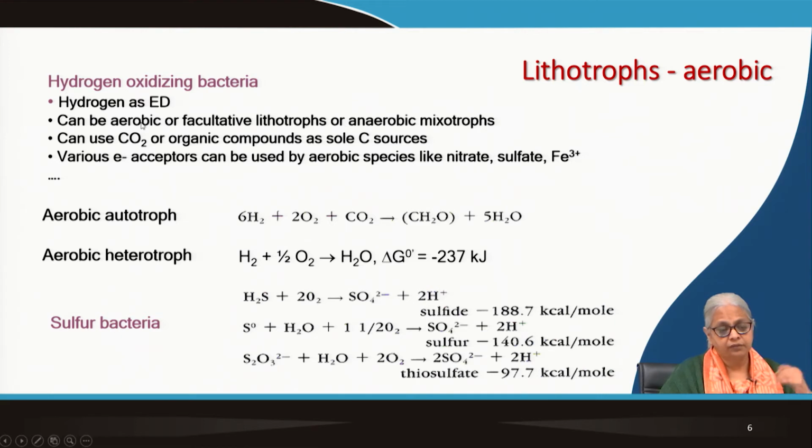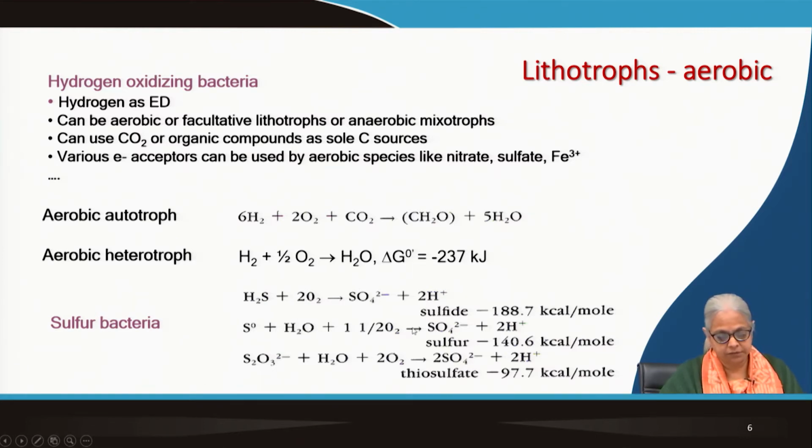So here you can have aerobic or facultative lithotrophs, anaerobic mixotrophs. They are capable of utilizing CO2 or organic compounds as the sole carbon source, and they can use various electron acceptors, not just oxygen, but also nitrate, sulfate, ferric iron, and so on. So here we have examples of sulfur bacteria, which I've already explained in the previous slide. You can have hydrogen sulfide with oxygen going to sulfate. You can see the amount of energy released. Elemental sulfur going to sulfate, slightly less energy is released.